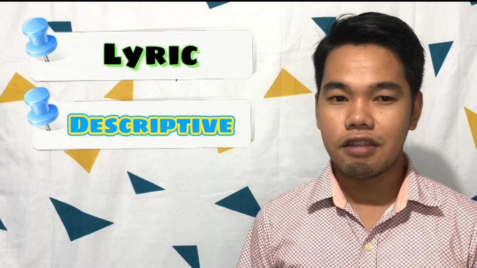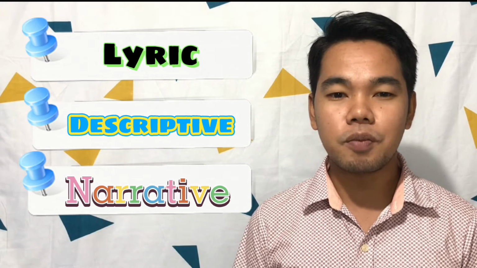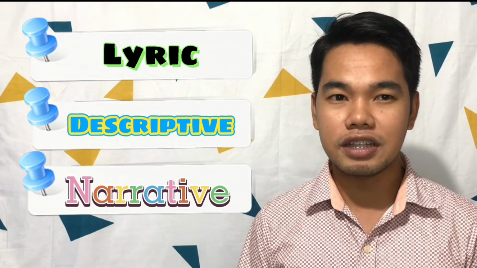In many cases, a poem may not have a specific line or stanza and a metrical pattern. However, it can be labeled according to its form or style. Here, we will discuss the 3 most common types of poetry according to form. These are lyric, descriptive, and narrative. We will also include the other popular types of poetry.